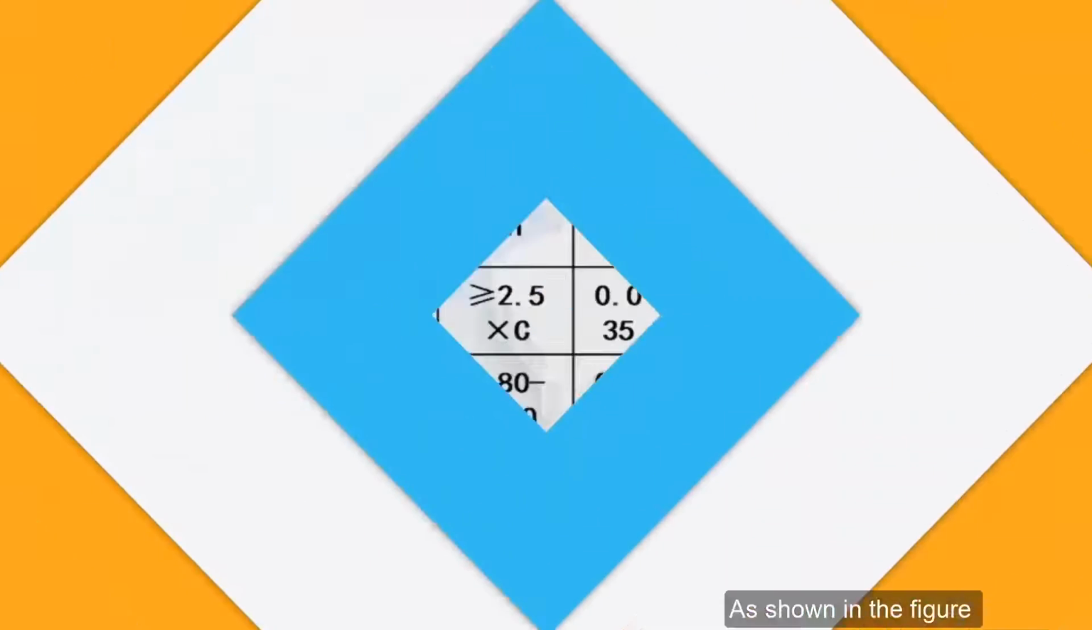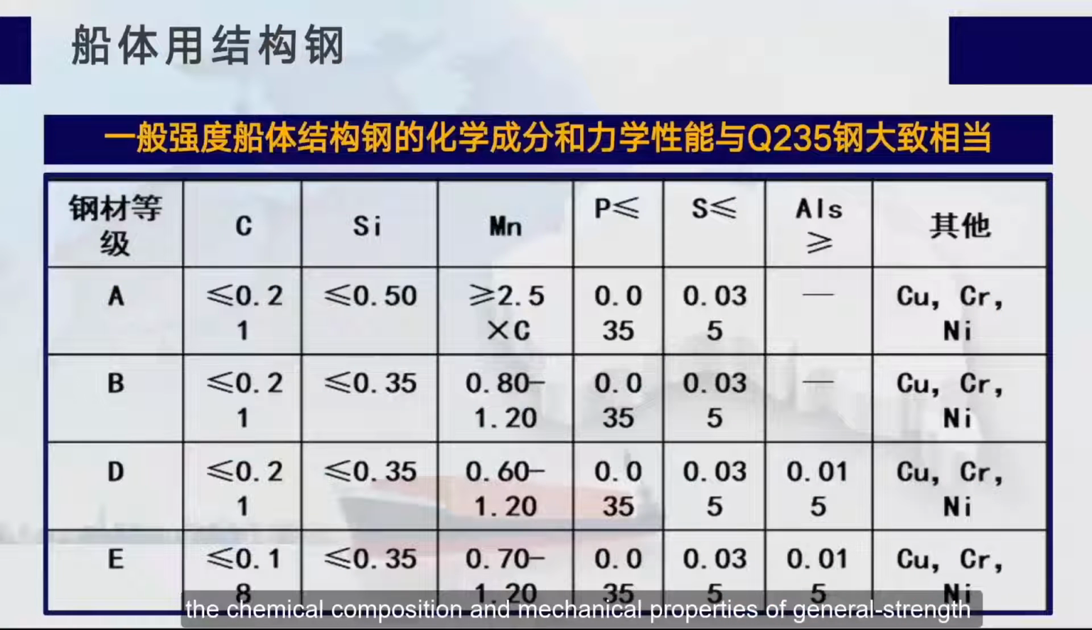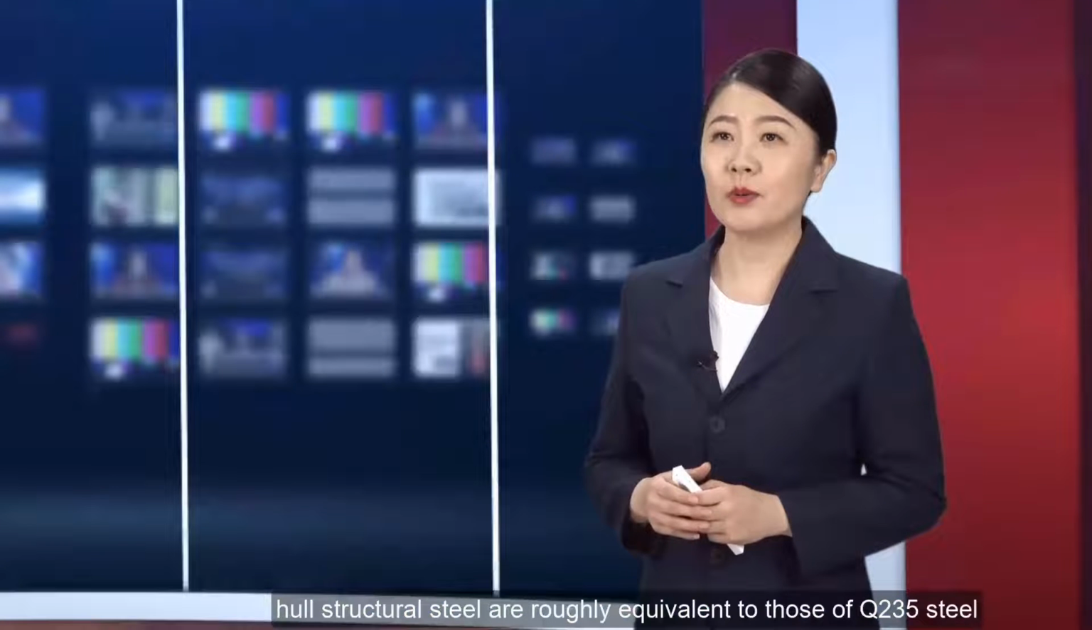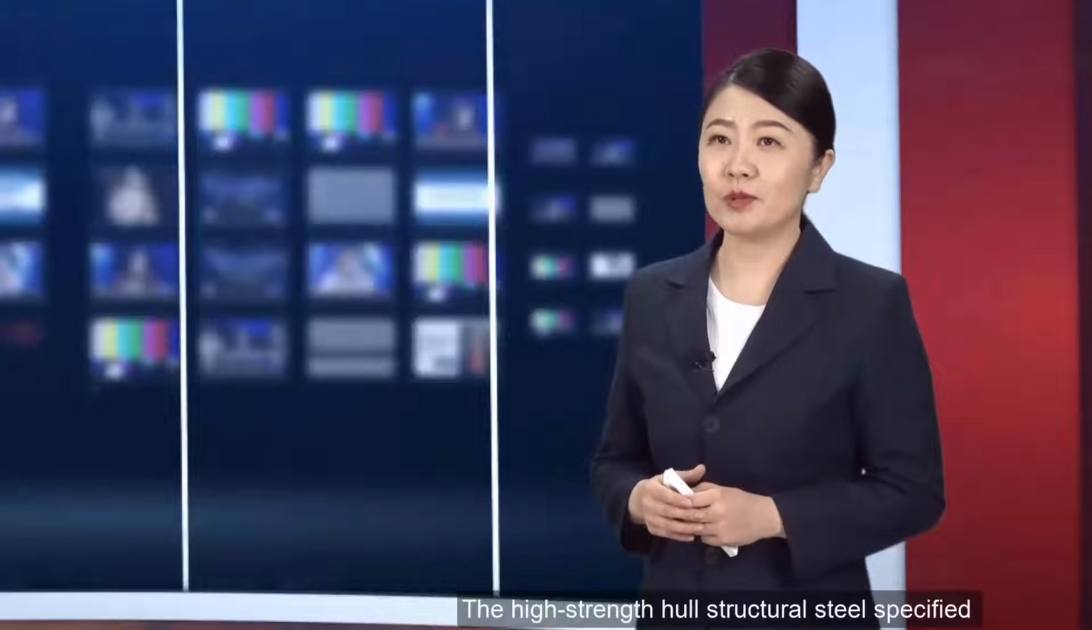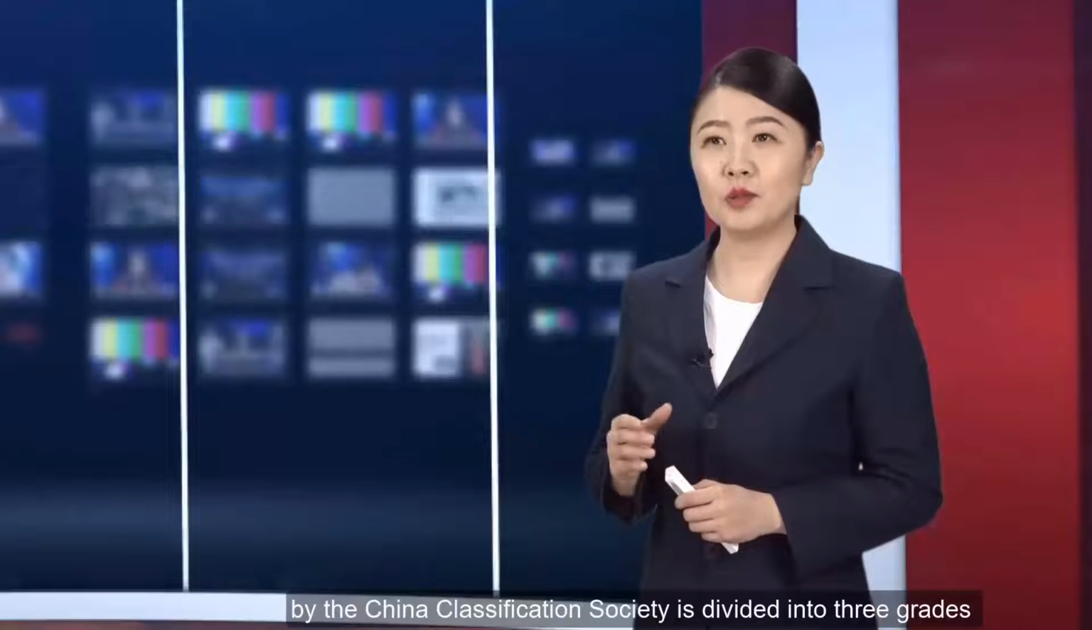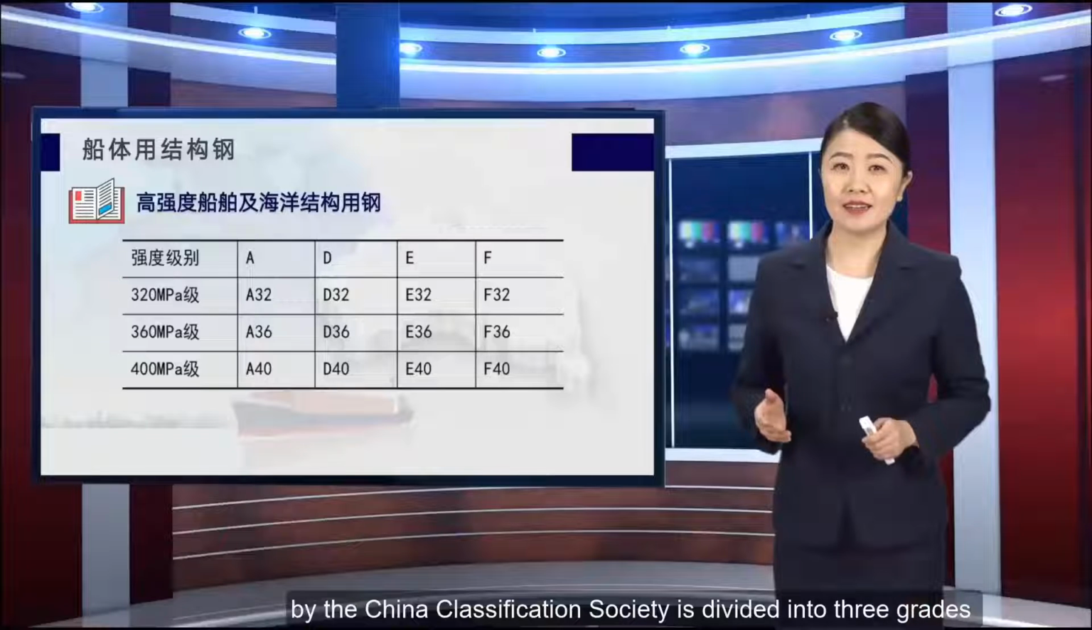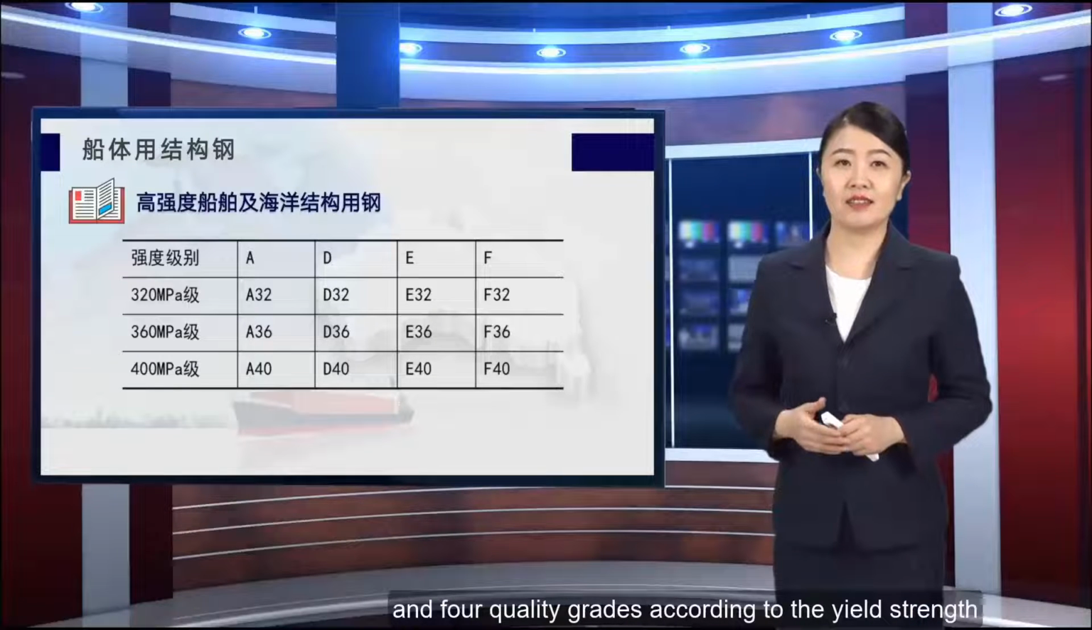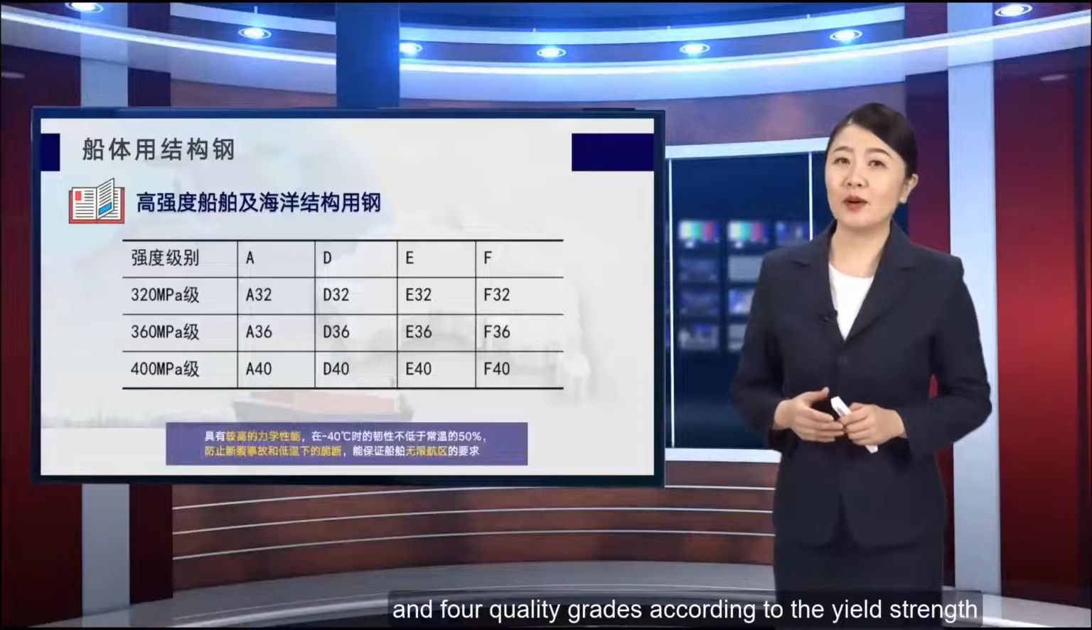As shown in the figure, the chemical composition and mechanical properties of general strength hull structural steel are roughly equivalent to those of Q235 steel. The high-strength hull structural steel specified by the China Classification Society is divided into 3 grades and 4 quality grades according to the yield strength.